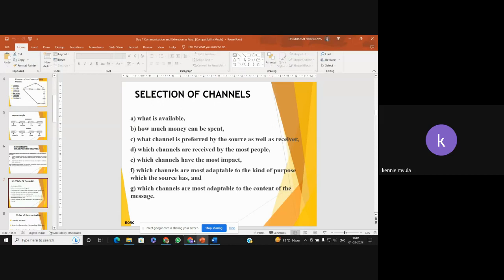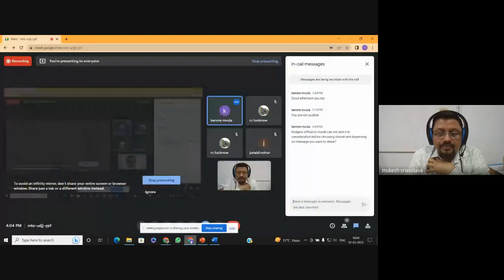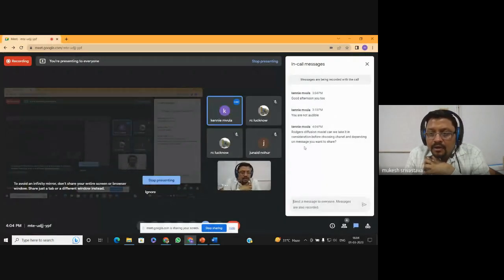Yeah, I have written it in the chat box. Okay. Rogers' diffusion model, can we take it into consideration before choosing a channel, depending on the message you want to share?